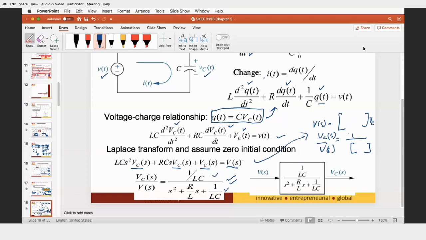1 over LC S squared as one. You just rearrange and put it in proper order, starting from S squared, then S1, and then S0. When we form the transfer function, we arrange the order of S. You can get something like this. So if we put it in a block diagram, the transfer function here is inside your block. Your output is VC, your input is Vs, and the equation here is your transfer function. If you have the values R, L, and C, you can put them in your MATLAB program, simulate to get the response, and plot the graph. This is what we call the transfer function.